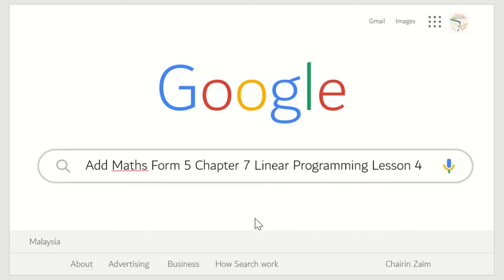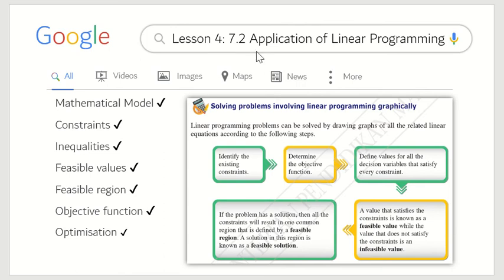So today we go to the last part for this topic. This is lesson 4. Lesson 4 is about the applications of linear programming. So we will learn how to solve the questions. For this topic, normally it will give you a question in situations. It won't give you the inequality directly.